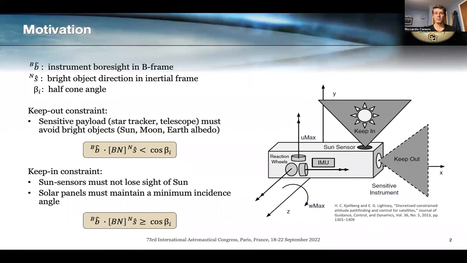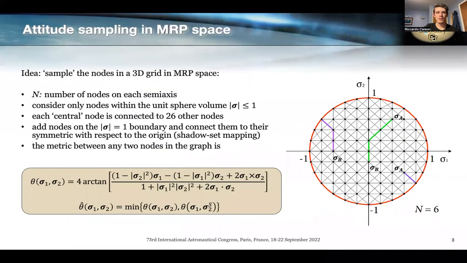Or think, for example, of a sensitive payload such as a star tracker or a telescope, which at all times as we maneuver the spacecraft must avoid pointing at bright objects such as the sun. These first few slides will summarize the results, or the main takeaways, of some previous papers.